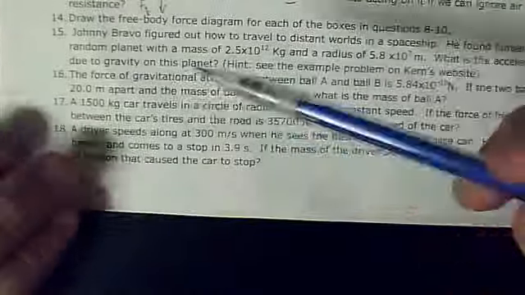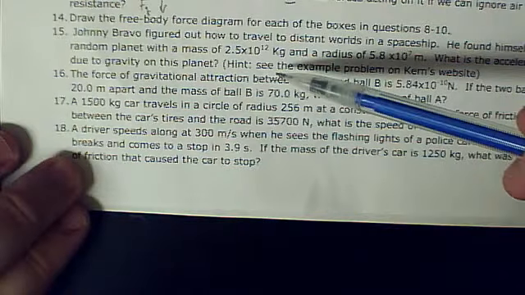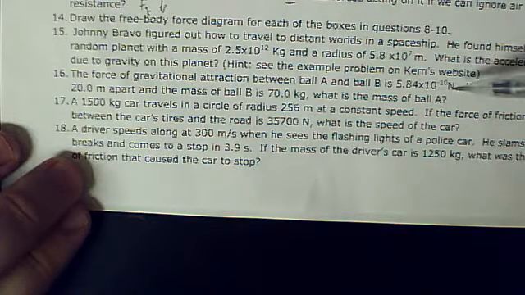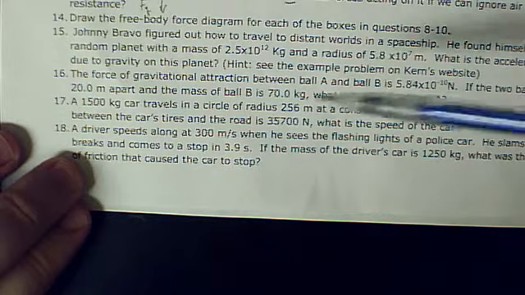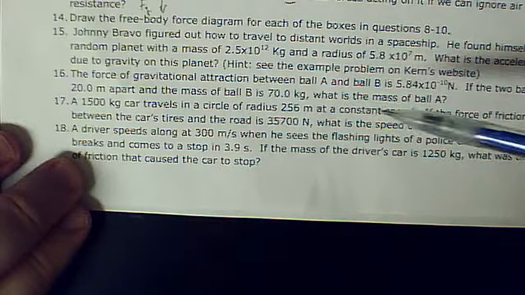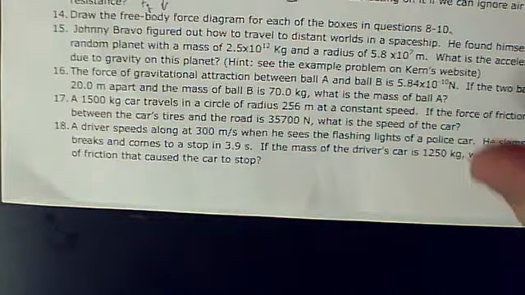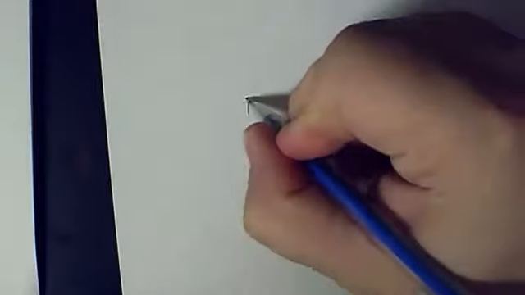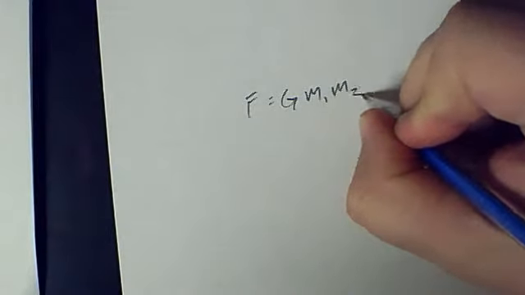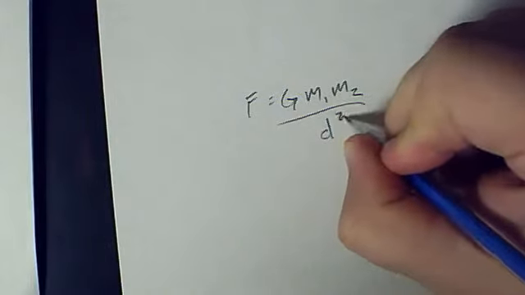Number 16. The force of gravitational attraction between ball A and ball B is 5.84 times 10 to the negative 10th newtons. If the two balls are 20 meters apart and the mass of ball B is 70 kilograms, what is the mass of ball A? Well, same equation. F equals big G times m1 times m2 divided by d squared.